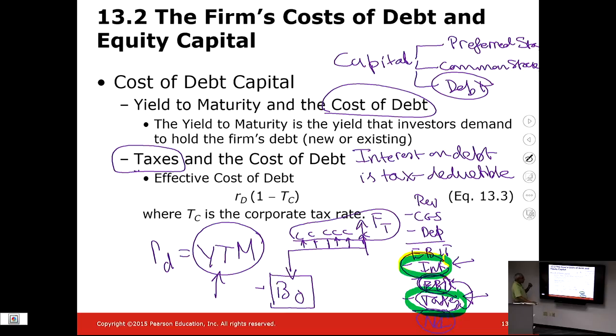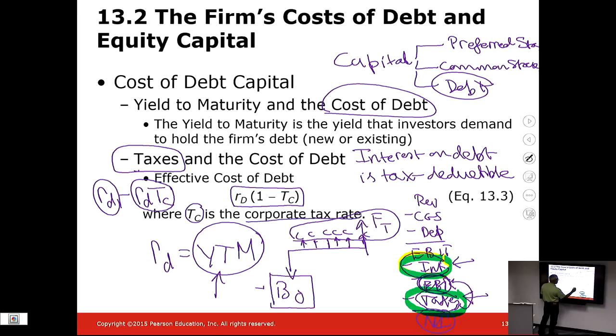So thus the actual cost that I am paying on debt is not RD. It is RD minus RD times the marginal tax rate. So this is reducing the actual cost that I'm paying on my debt. So my net cost of debt is this one. It is RD times 1 minus TC, where TC is the marginal corporate tax rate.